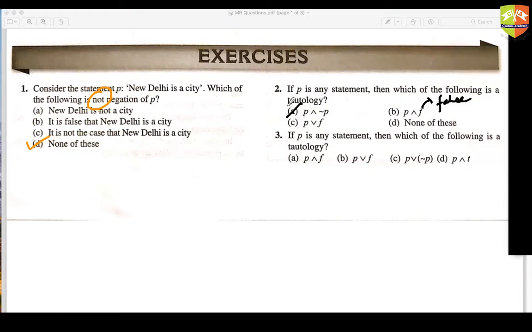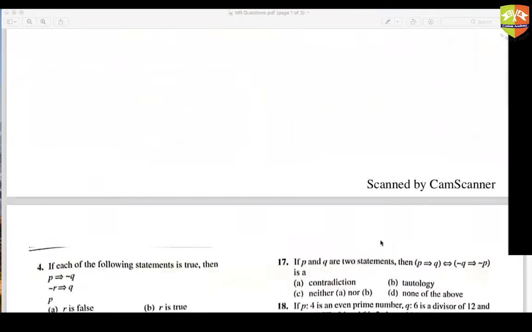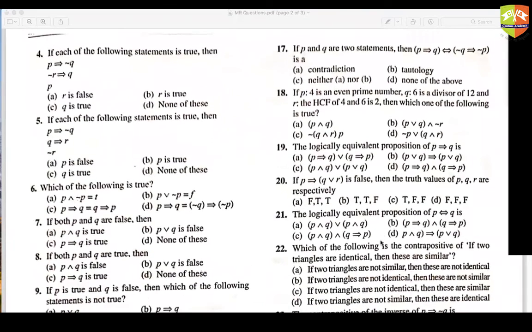Is this a tautology? No, right? If F is false, then false or false is false. It's not a tautology. It depends upon what P is, right? If P is false, the entire thing will be false. Correct, so it depends upon P here. So option D will be correct. Correct? Yes, sir. Okay, let's skip the third one and move on to the next. Third one is C, by the way. Correct.